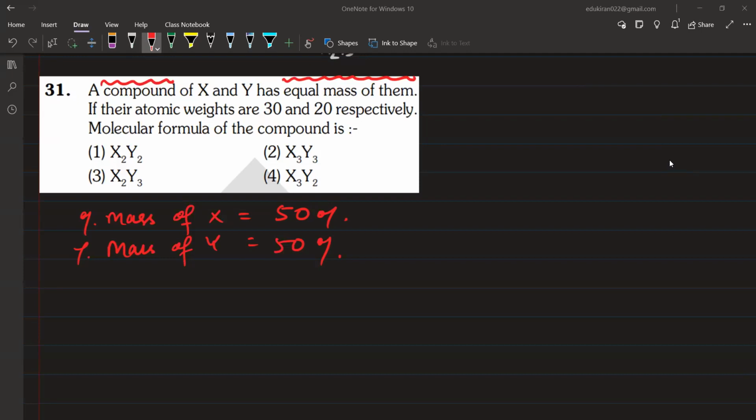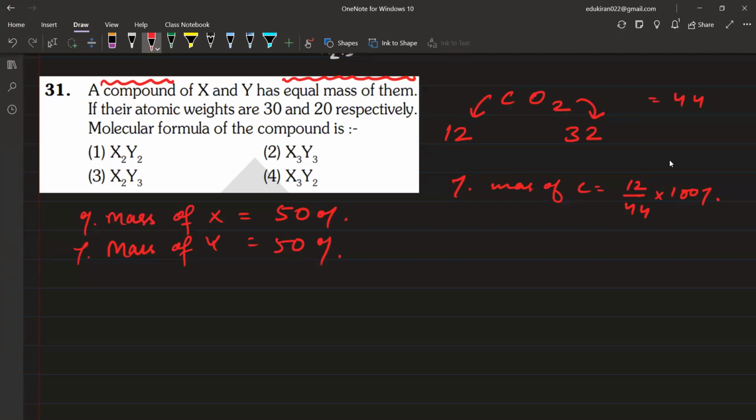For example, let us take carbon dioxide, CO2. What is the mass of carbon here? 12. And the total mass of oxygen here? 16 times 2, 32. And this is 44. So I can say the percentage mass of carbon is equal to 12 upon 44 into 100.